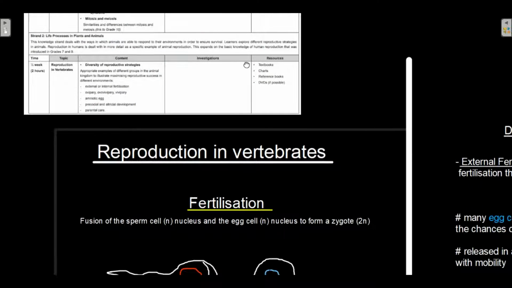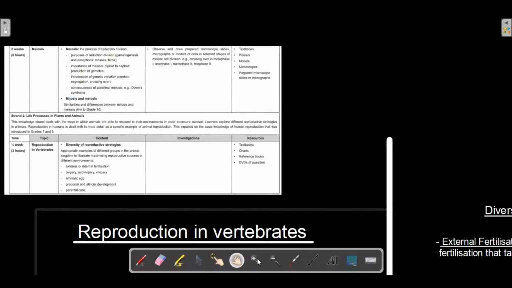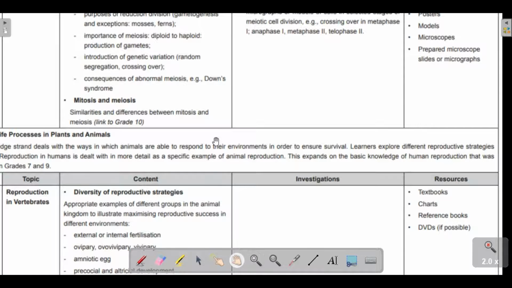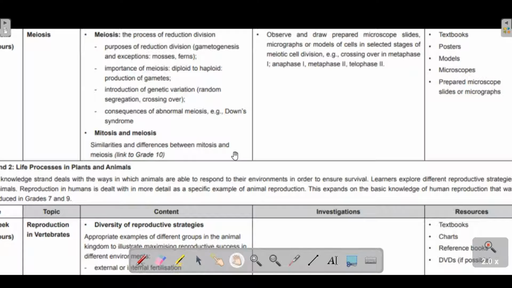Now in the previous video we went through meiosis, described meiosis and the different phases of meiosis. We went through all of those phases and we looked at genetic variation, which is introduced through random segregation in the metaphase and the crossing over during prophase 1.